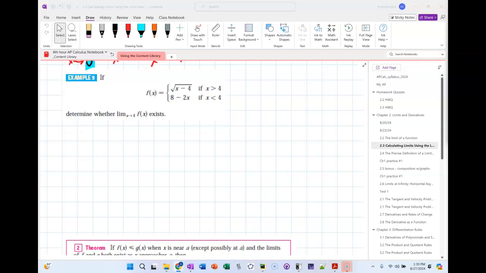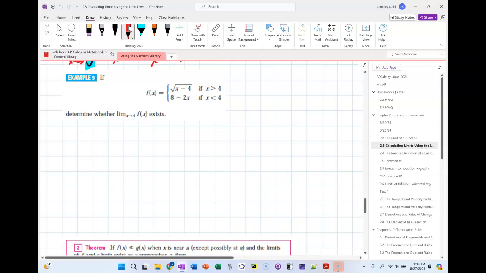So I think I left off last time on this example 9, right? It says if f of x is this piecewise function that's given, determine whether the limit as x approaches 4 of f of x exists. So to determine if a limit exists or not, what do we need to show or check? If the left-hand limit matches up with the right-hand limit, correct? Okay.